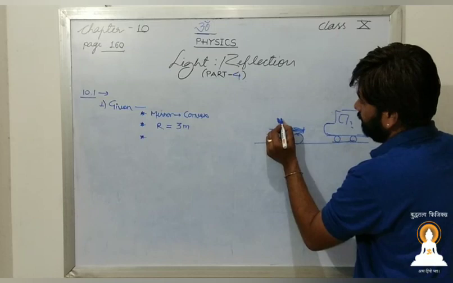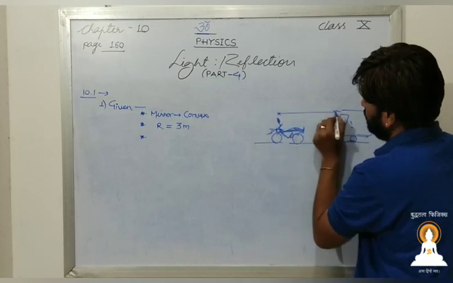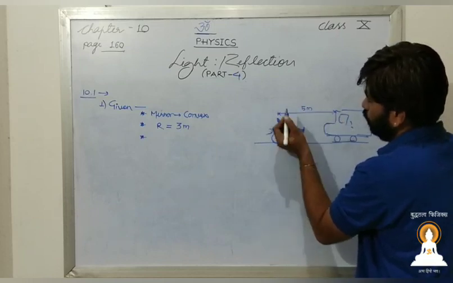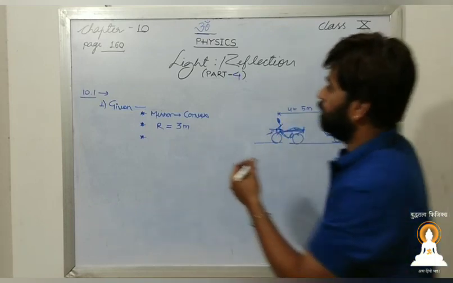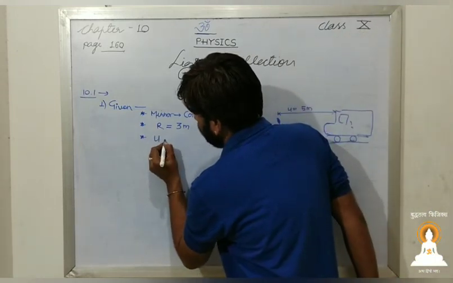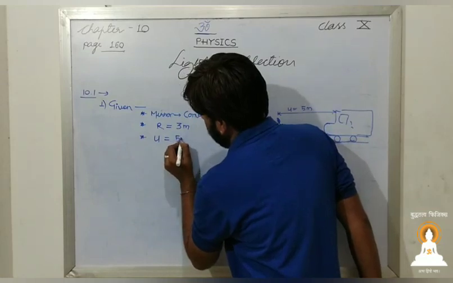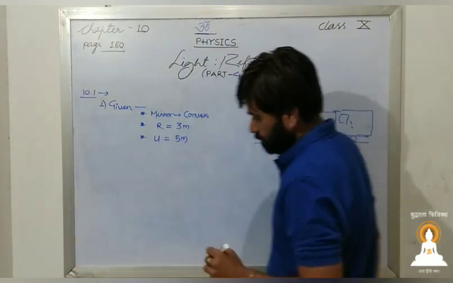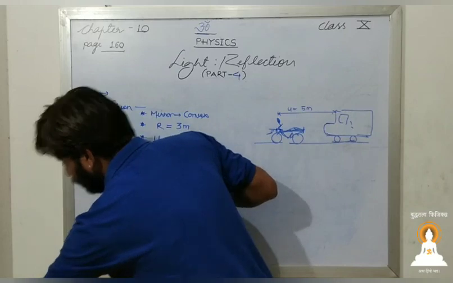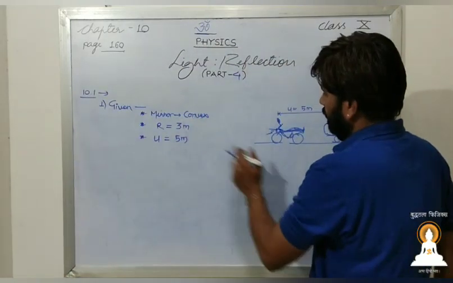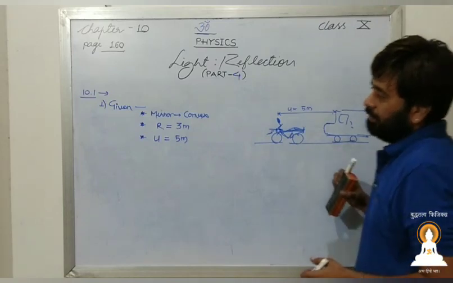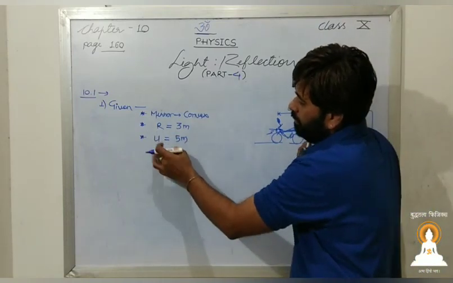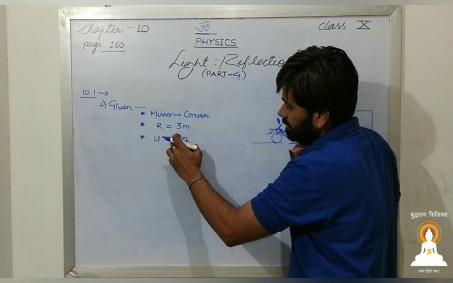Okay, now they said that the distance between them is 5 meter. So what is this? This is u actually. Yes, very simple. So u will be equal to 5 meter from the mirror. Now only this much information they have given. Now see, as I said, whenever we put them, we have to consider their sign as well.